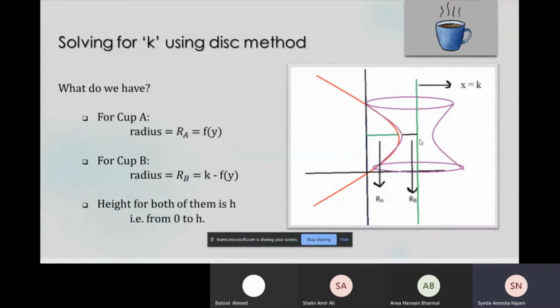The radius for cup A, symbolized as RA, is the distance between the vertical y-axis and the vertex of the red parabola. RB is the radius for cup B, and is the difference between the distance x equals k and f of y. That is written here on the left, and the height for both of them is h.